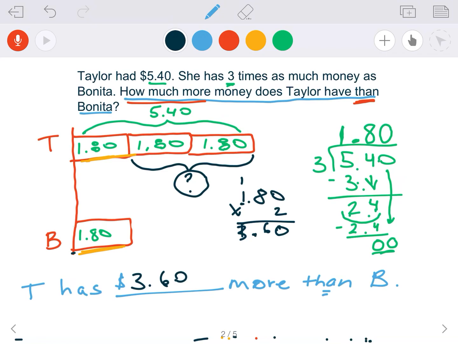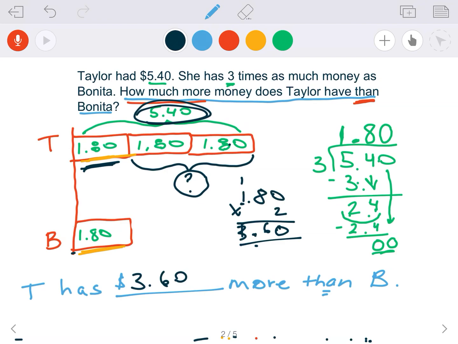How could you check this answer? Think, think, think. This is where your creativity comes in handy. You could do it a couple different ways. You could say, well, 360 plus 180 should be 540. 540 minus 360 should be 180.